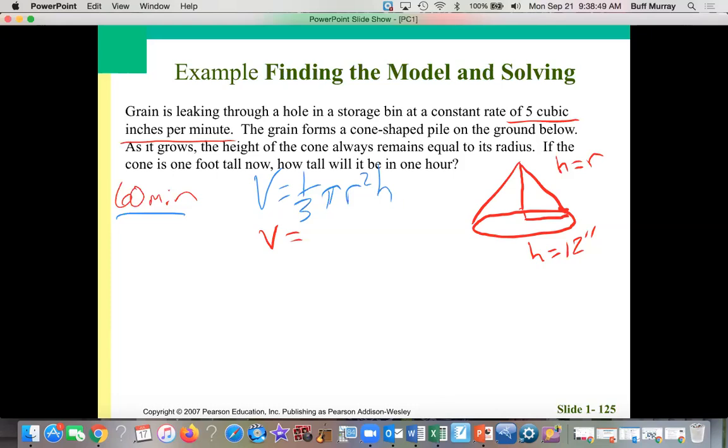1/3 pi r squared h. R and h are both 12. Okay, so it's the volume of a cone, so we're using this formula here.